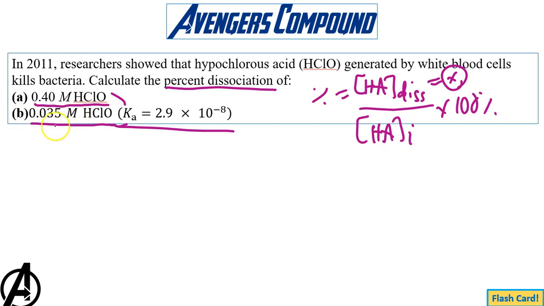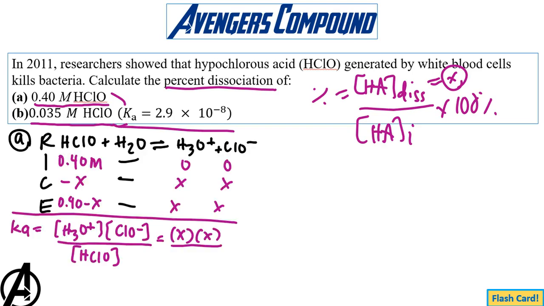So we definitely should see a trend, an increase in percent dissociated, just because we have a decrease in the initial concentration. So let's go ahead and get into letter A. All right, first things first, for letter A, our initial amount is going to be 0.40 molar. We have HClO here. So I'm going to set up my RICE table.